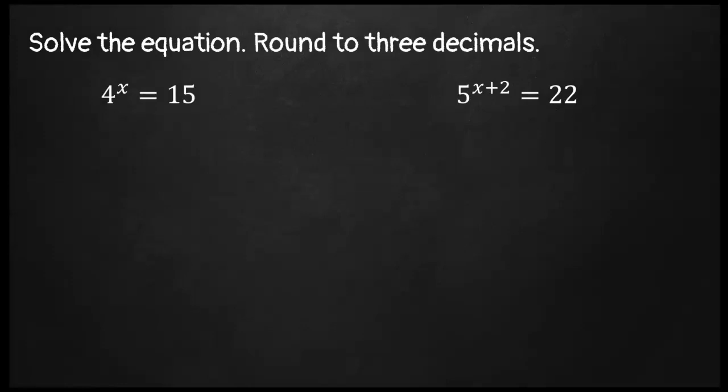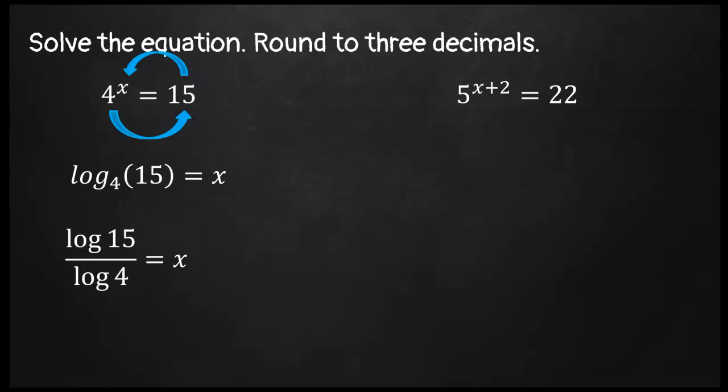In the first equation, what we have is 4 to the x power is equal to 15. So we will need to rewrite our exponential equation in logarithmic form. We do our loop, and so we rewrite this as log base 4 of 15, which becomes our argument, which is equal to our exponent, which is the x. So we can do the change of base formula. We have log of 15 over log of 4, and that would get us 1.953, rounding to 3 decimals.